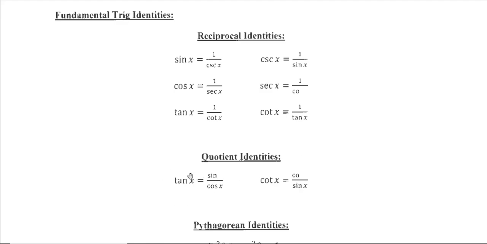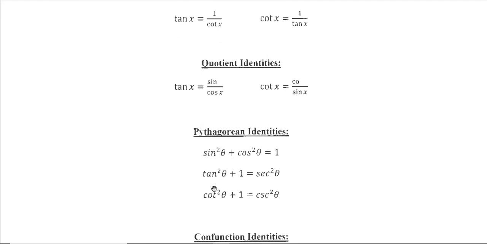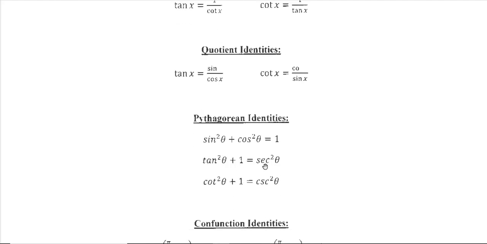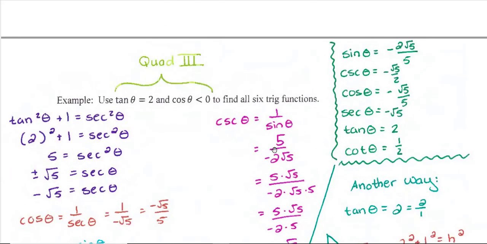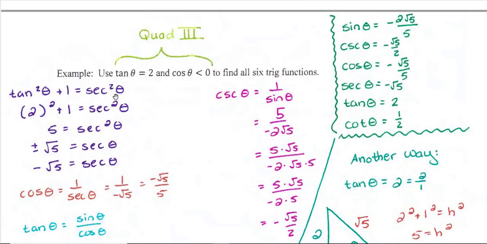So we can't use something like tangent is sine over cosine because we don't know sine and we don't know cosine. But look here, we know that tangent squared plus 1 equals secant squared. We know the tangent, 1 is 1, and we don't know the secant, so that gives us one unknown. So we'll say, okay, tangent squared plus 1 equals secant squared. We know the tangent is 2, so 2 squared plus 1 is the secant squared. 2 squared is 4 plus 1 gives us 5, so secant squared is equal to 5.